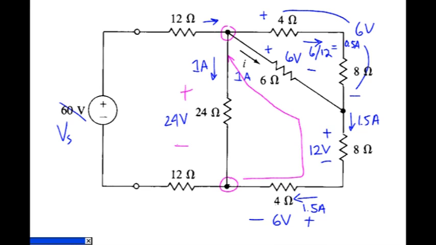Now I'll do a KCL at this top node where we have 1 amp plus 1 amp plus 1/2 an amp over there, 2.5 amps. So 2.5 amps going through 12 ohms gives me a drop of 30 volts. We also then have the same current in all of these devices. So that means we have a voltage right here of 30 volts as well.